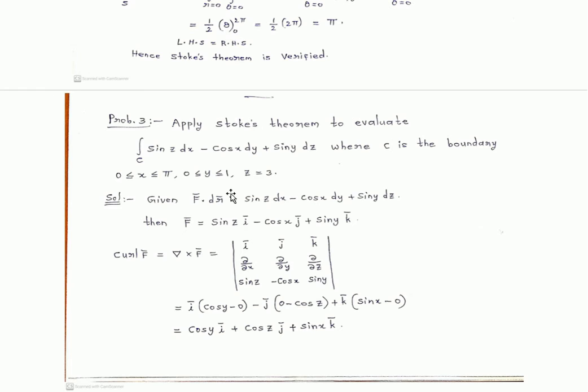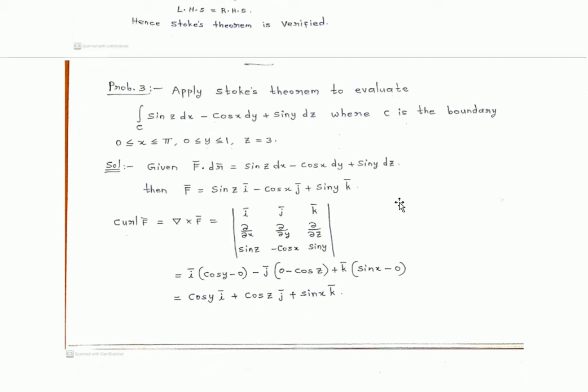That means the LHS value we need to calculate, but the LHS line integral will be converted to a surface integral, and we evaluate that surface integral. In that way, the line integral answer is very simple. So given f bar dot dr bar, already f bar dot dr bar is given in the problem, sin z dx minus cos x dy plus sin y dz. Then f bar is sin z i bar minus cos x j bar plus sin y k bar.